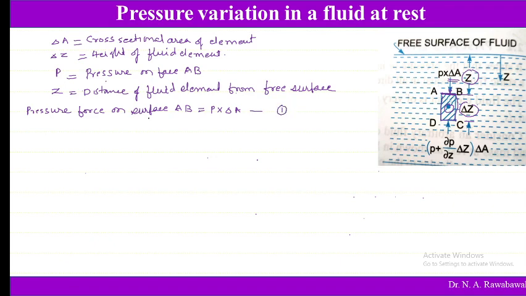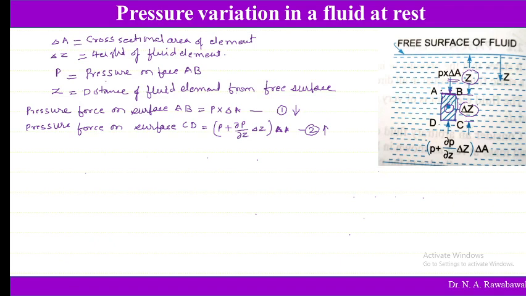Then the pressure force acting on surface CD. The pressure acting on this is P plus dP by dz into delta z, or P plus of delta P. So this force is pressure into area, that is P plus of dou P divided by dou z delta z into delta A, where delta A is the area. We call this equation number 2. So this is the force acting in the upward direction, and the earlier force was acting in the downward direction.